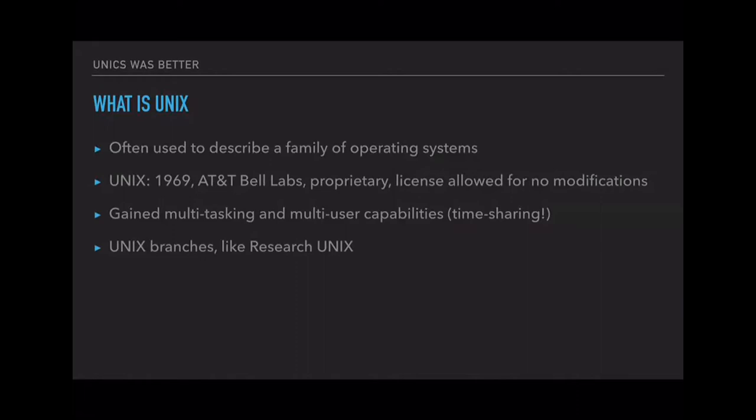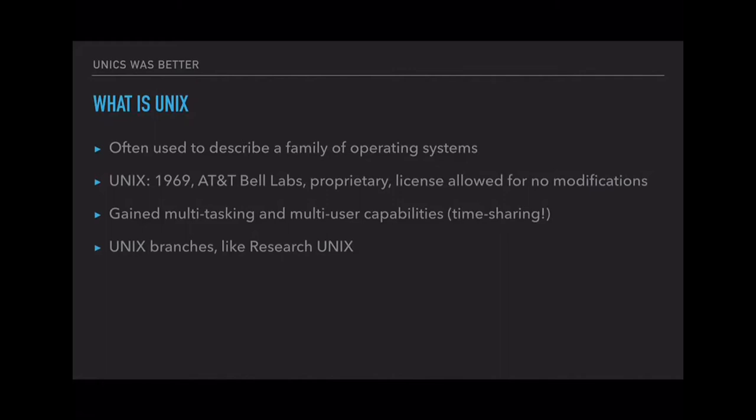So Unix is itself an operating system. It was created in 1969 at AT&T Bell Labs. It was a proprietary operating system, and the license was such that anyone that received a copy of it could not modify that copy for their own use. Later on, it did gain multitasking and multi-user capabilities in the form of a time sharing system. Previously, your operating system could only have one user doing one thing at one time. So this was a major breakthrough and was why Unix became so popular.